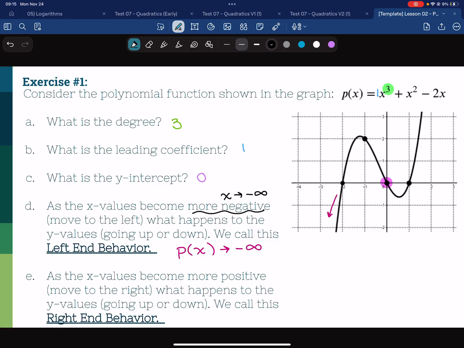As I read through that second piece, as the x value becomes more positive, right? So we're going to the right now, bigger and bigger positive numbers. Again, when we look at this end behavior idea, it's going to the right. I see it go up, so that's where my p of x is going towards positive infinity. And that's on the right side, so it's my right end behavior. Okay, so we can see different things along the way in there.